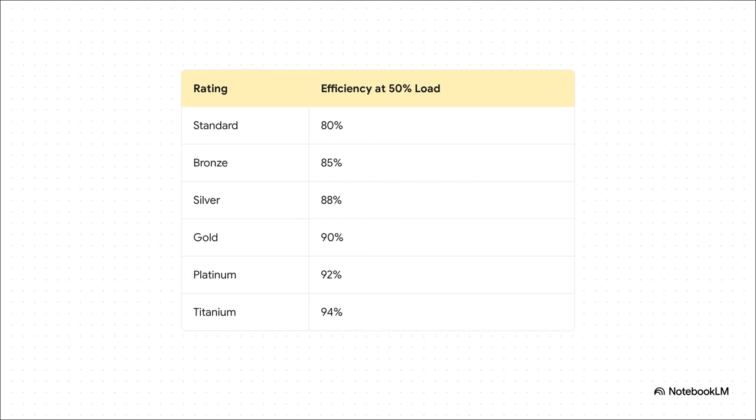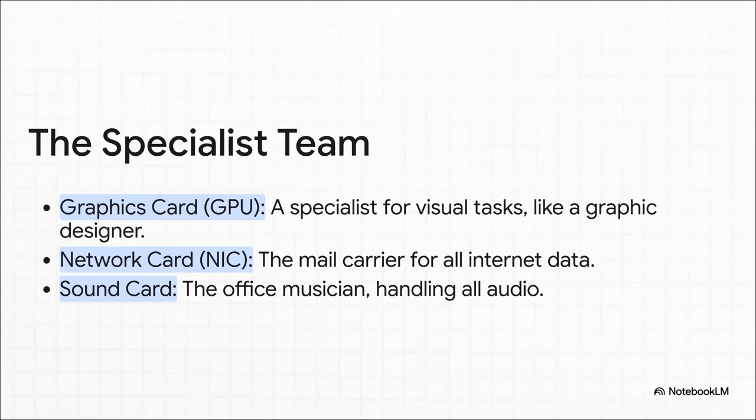Now, our main worker, the CPU, is a genius, but it can't be an expert at everything. That's why any good office hires a specialist team. First up, the big one, the graphics card, or GPU. Think of this as the company's in-house artist and architect. For anything visual, gaming, video editing, 3D design, the GPU is a specialized expert that's thousands of times better at those tasks than the CPU.